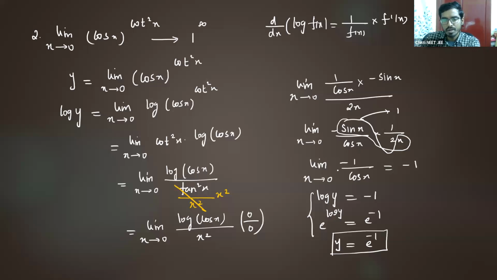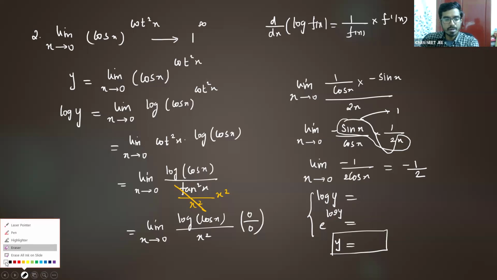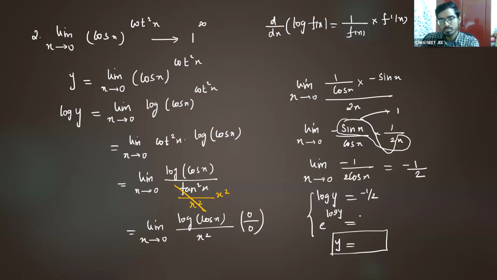Okay, I think I forgot 2, right? You have 2 cos x. Okay, minus 1 by 2. So e power minus 1 by 2 is the required limit for this function.